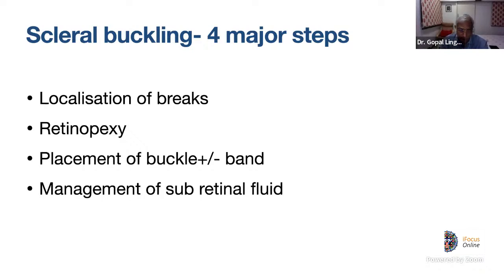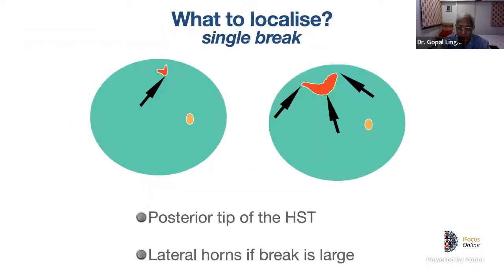Even in the examination, if somebody asks what are the principles of scleral buckling procedure, you should mention these 4 major steps. Then you can expand them. Okay, first step is what to localize. If there's a single break and relatively small break, if you localize the posterior tip of the break, it should be enough. But if it's a large break, you also localize the lateral horns of the break so that you make sure that your buckle supports the entire break and not just the central part of the buckle.